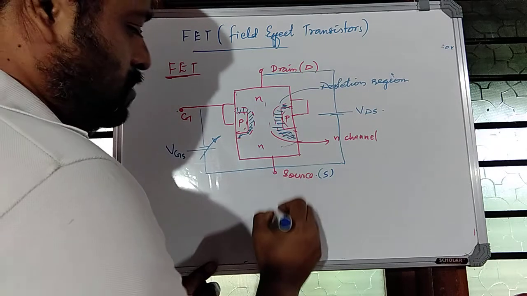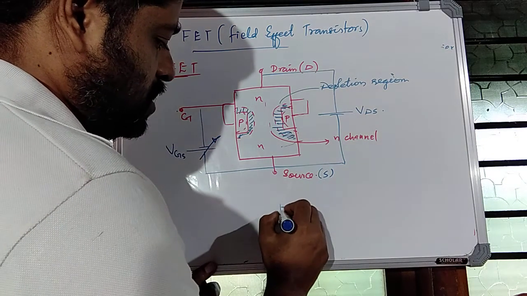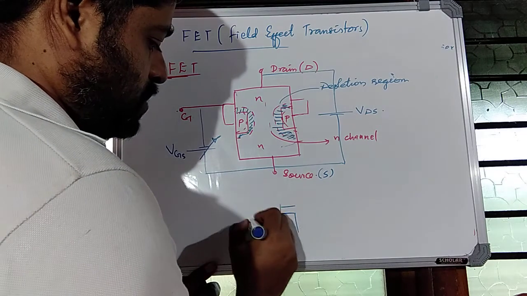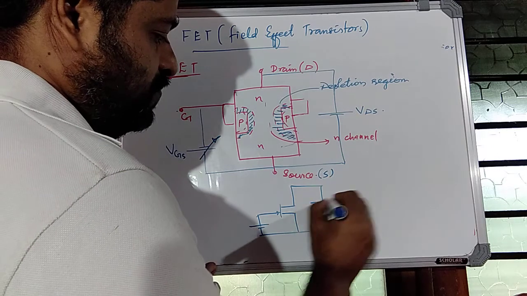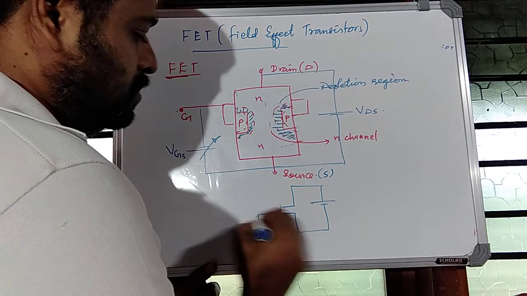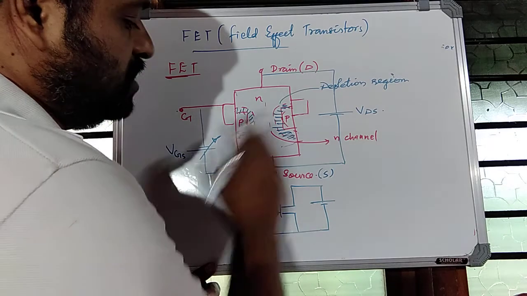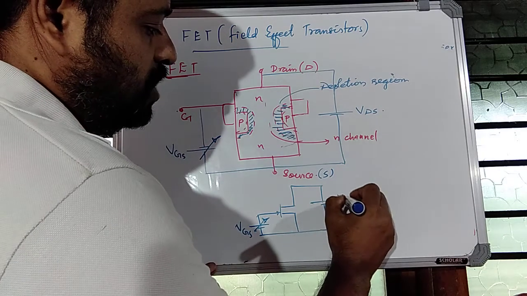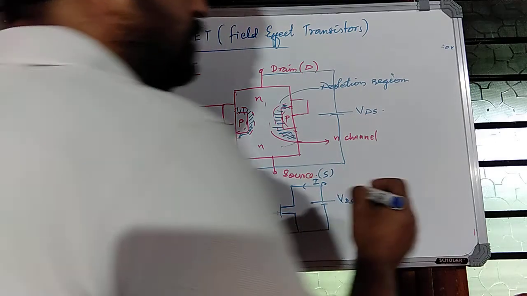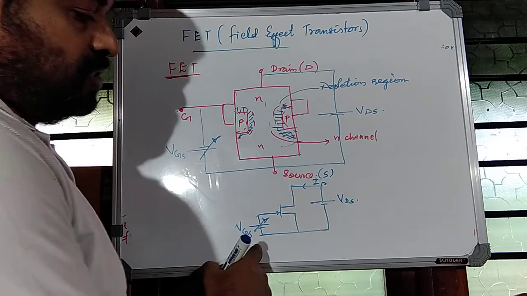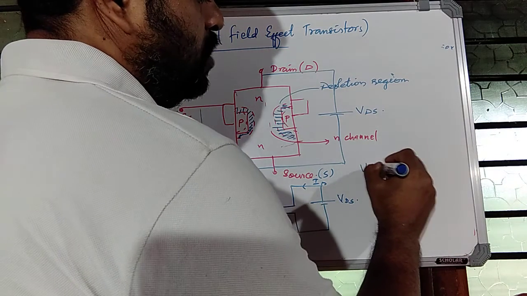As a biasing circuit, if we represent it using the symbol, this is how biasing comes. So this is VGS and this is VDS. When we vary VGS, the depletion region width changes and correspondingly we will get a varying current ID. So ID is controlled by VGS. That is why it is called a voltage controlled device.